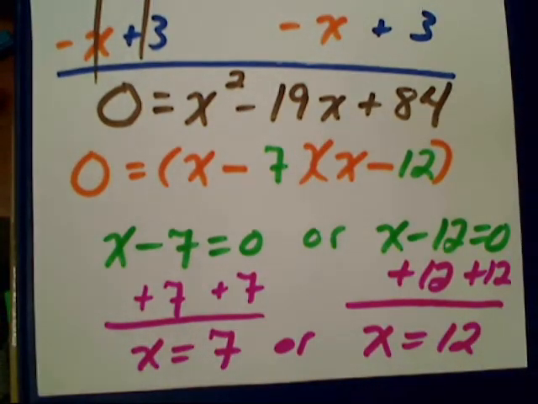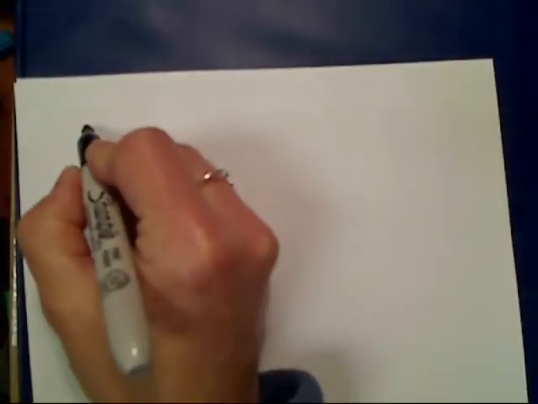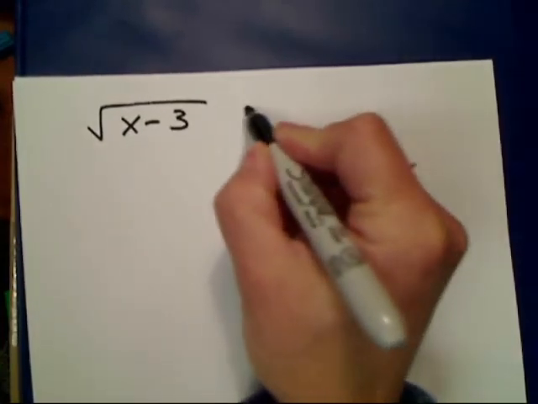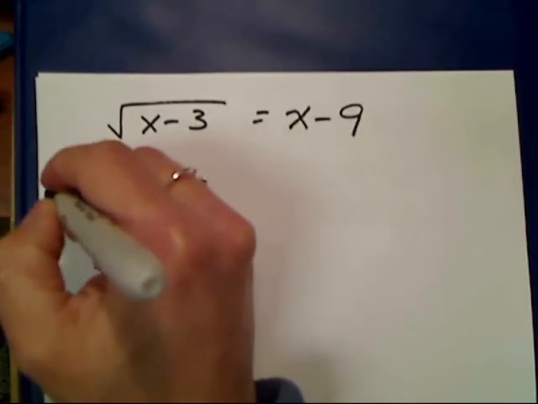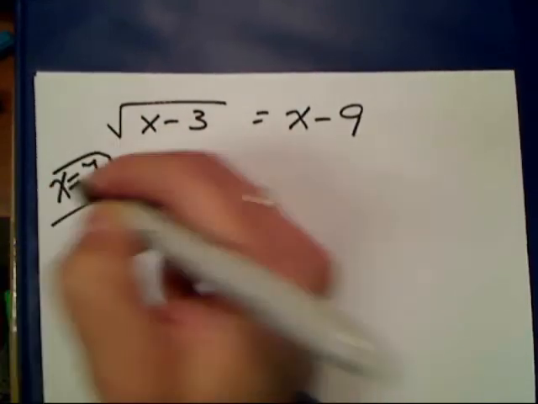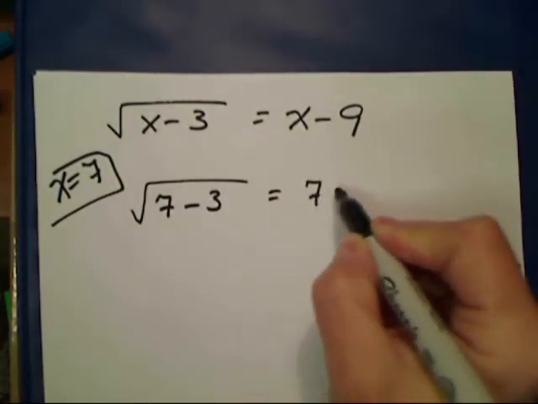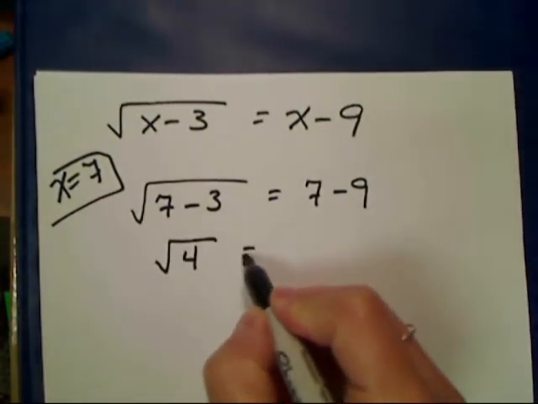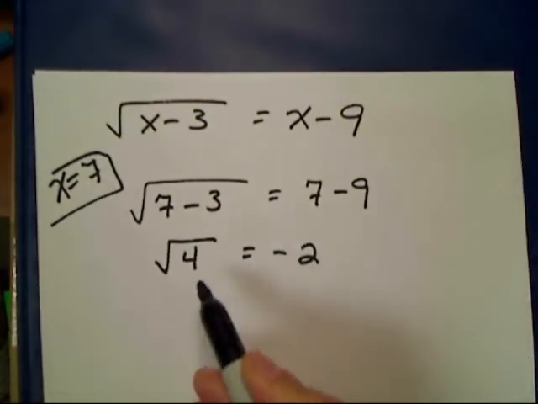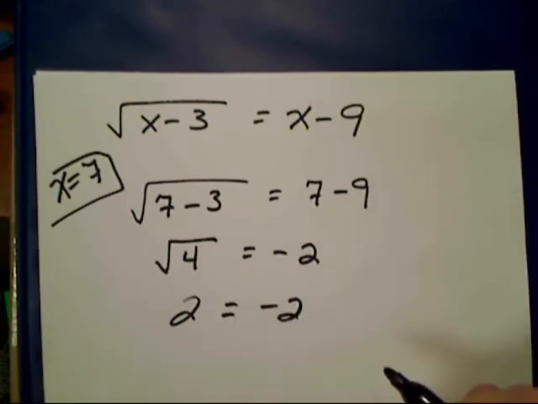But wait, we're not done, because we have to check our answer. Let's go back into the original, always into the original. Okay. And let's check the x equals 7. So I'm just going to replace all x's with 7. So I have the square root of 7 minus 3 is equal to 7 minus 9. 7 minus 3 is 4. 7 minus 9 is a negative 2. What number times itself is 4? Well, that's 2. Does 2 equal negative 2? No.